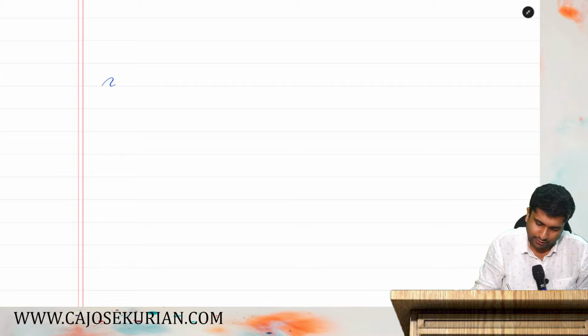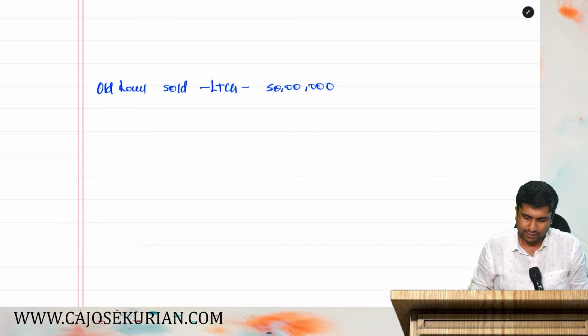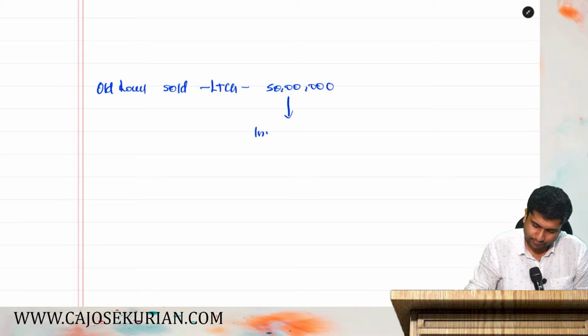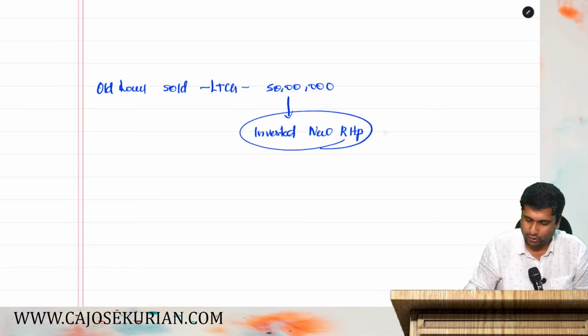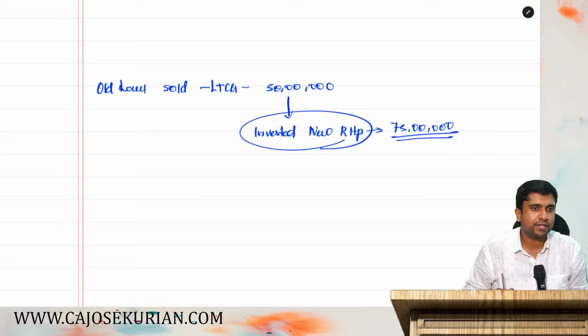Listen, I'll give another example. Say I have an old house. I've sold it, and my long-term capital gain was, say, 50 lakhs. And I've invested in a new residential house property. That means I bought a new residential house property for 75 lakhs. How much will be my exemption?